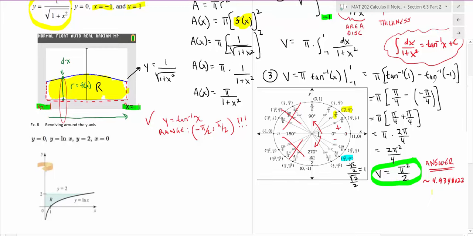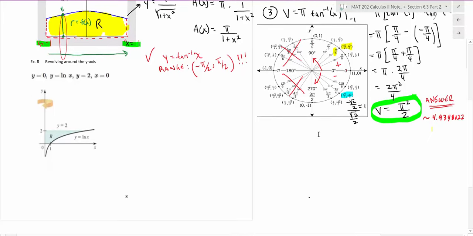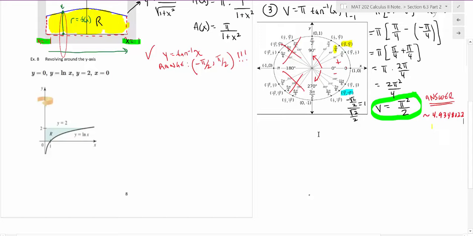Okay, I'm going to do one last example to wrap us up, and this is going to be a revolving around the y-axis.